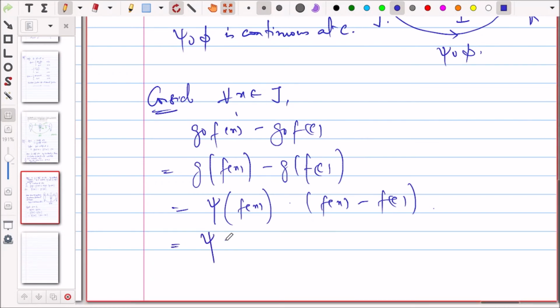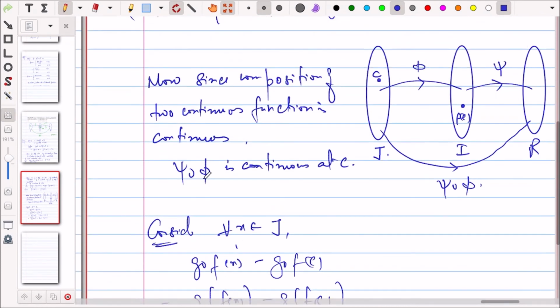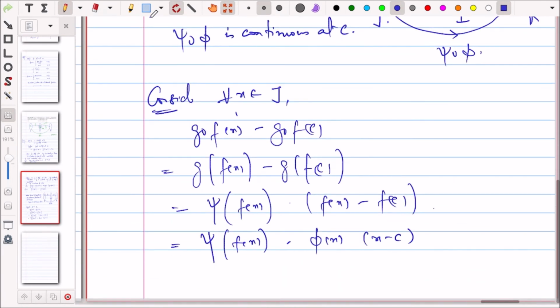Now what can we write fx minus fc as? This is psi of fx into fx minus fc, which is phi x times x minus c. So instead of psi of phi we will have to take this function, the product of psi of f with phi. We will not take the composition, because it is coming out to be this function, psi of f dot phi x into x minus c. So we will have to take this function as a new function.